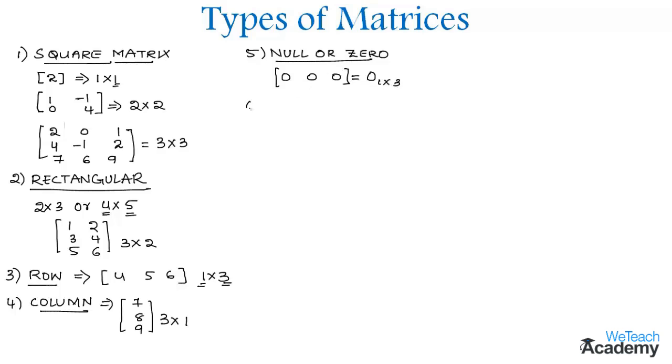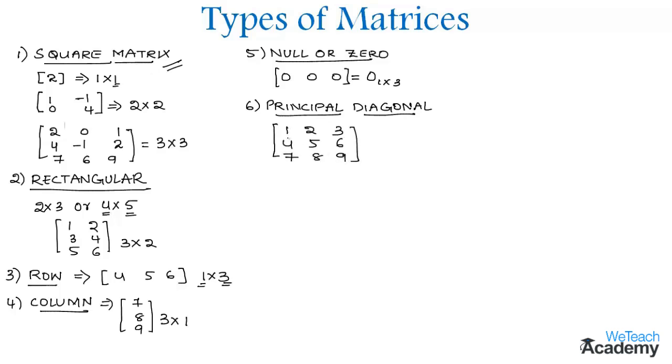And then the next category, which is the principal diagonal matrix. Let us take an example of a matrix A. The diagonal of the matrix, which starts from the first element of the first row and continues till the last element of the last row, is called the principal diagonal. And the diagonal elements are 1, 5, 9. So using these elements, we can find the trace of a matrix.